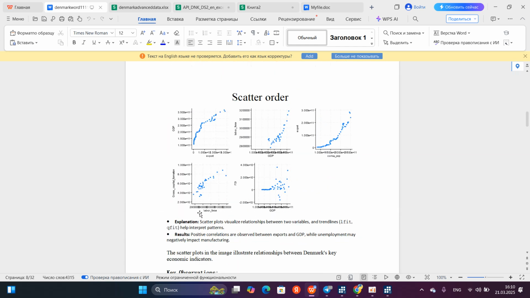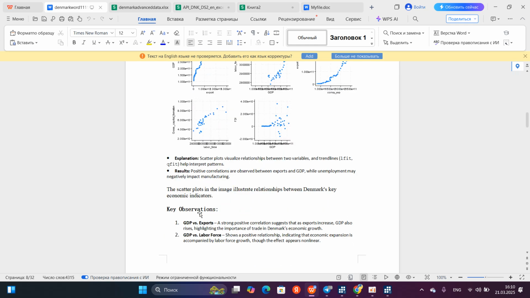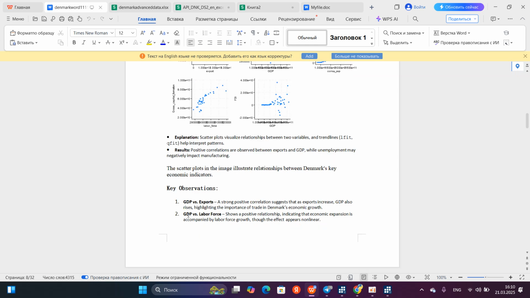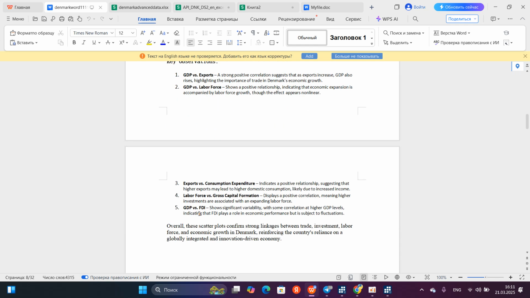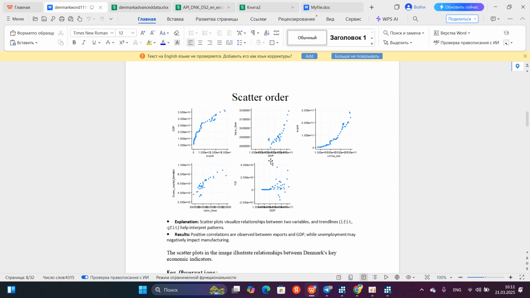Okay, the scatter order, what it helps us. The scatter plots in the image illustrate the relationship between Denmark's key economic indicators. Key observations: GDP versus exports. A strong positive correlation suggests that as exports increase, GDP also rises, highlighting the importance of trade in Denmark's economic growth. And the second one, GDP versus labor force, shows a positive relationship indicating that economic expansion is accompanied by labor force growth, though the effect appears non-linear. It's labor force and GDP.